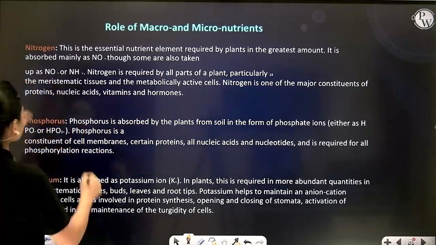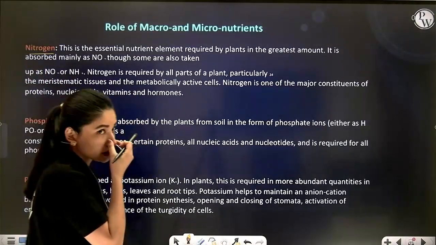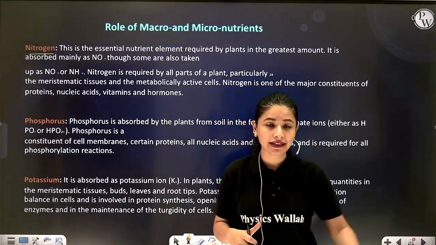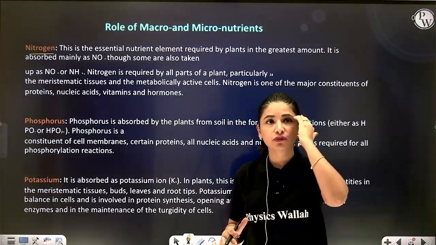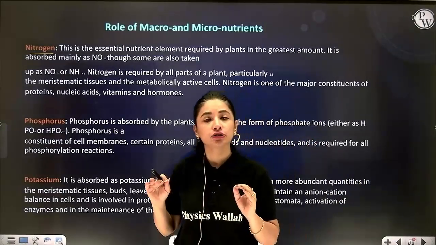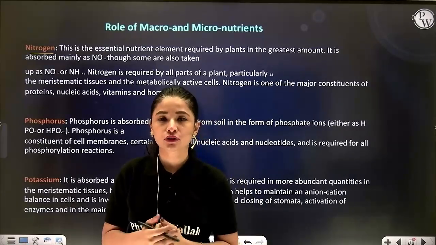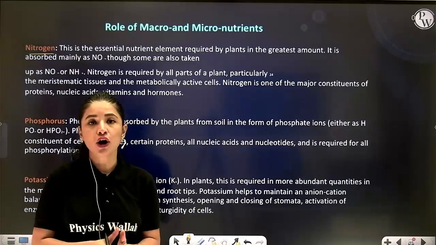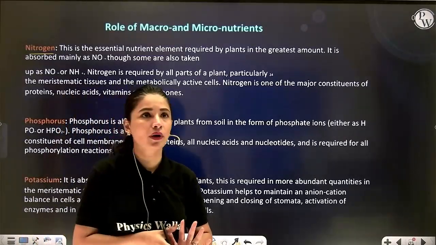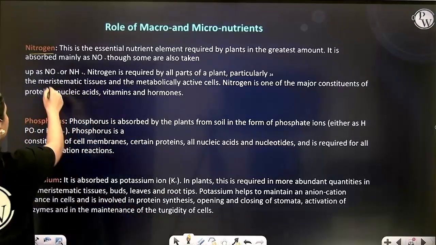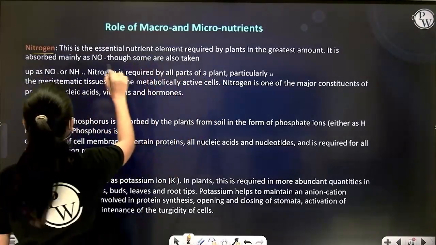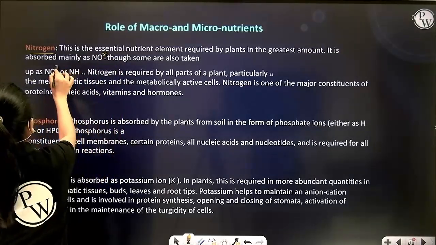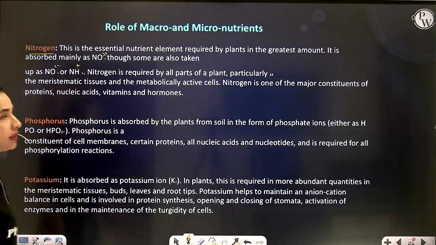Okay. So first is nitrogen. Nitrogen is a macronutrient which is required in excess. It is one of the structural elements, which is absorbed from the soil mainly as nitrate. A little bit of nitrogen can also be absorbed in the form of ammonium, but the major form of nitrogen absorbed from the soil is nitrate. Sometimes it can also be taken in the form of nitrite or ammonium.